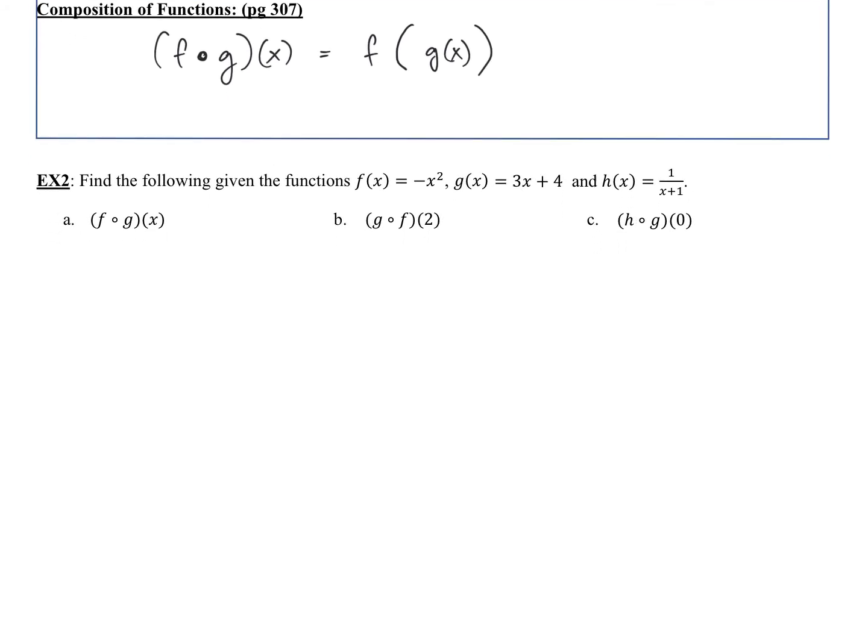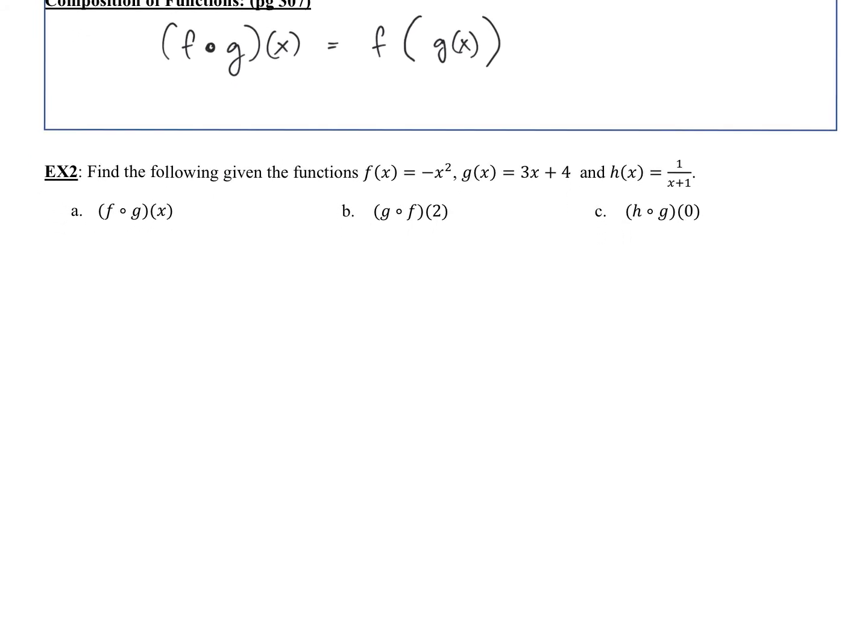So let's take a look at an example. So we have f of g of x. So I'm going to rewrite this as f, and we're inputting the function g of x into f. Well, what is the function g of x? G of x is 3x plus 4. So that means I'm going to have f of 3x plus 4, because remember, that's what g of x equaled.